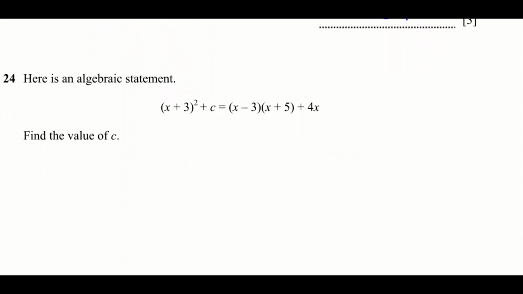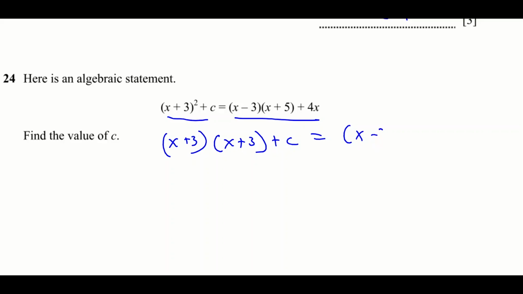Here is an algebraic statement. So we have this expression, the left hand side to be equal to the right hand side. So we need to find the value of c. So we need to expand this bracket. So this is the same as x add 3 into x add 3 plus c, then is equal to x minus 3 into x plus 5 plus 4x.